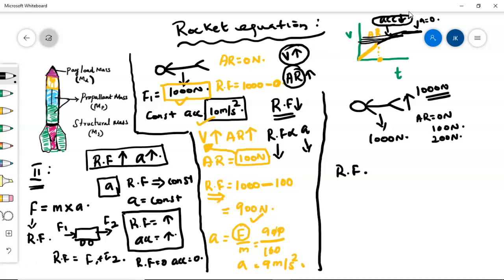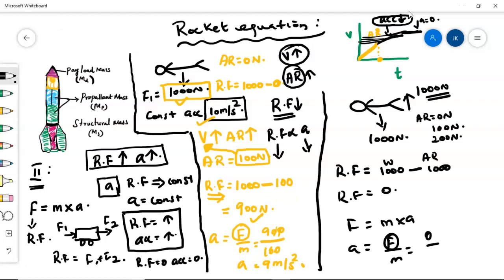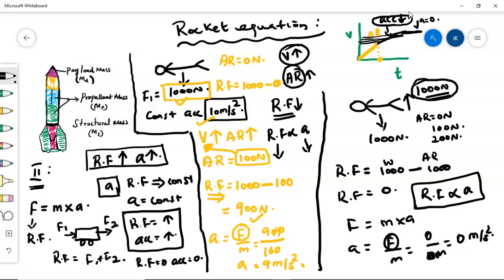Now if you find the resultant force, 1000, this is the weight of the body, minus the air resistance, 1000. So now the resultant force is 0. Force is equal to mass into acceleration, so acceleration is force over mass. Resultant force becomes 0, so 0 divided by mass will be 0 meter per second squared. That's what I told you, the resultant force is directly proportional to acceleration. At this point, when the air resistance reaches 1000, equal to the weight, the resultant force is 0, so acceleration is 0.